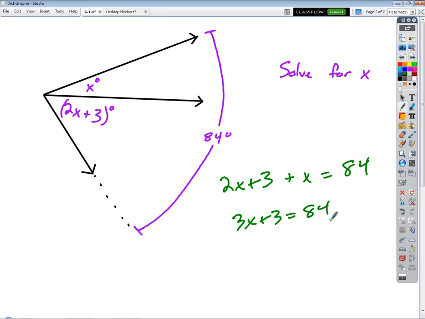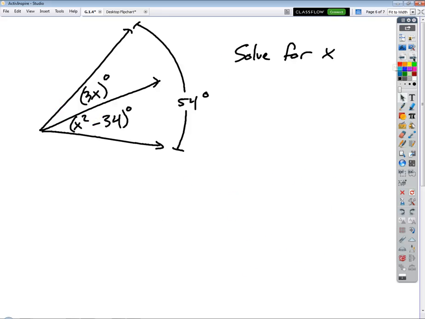Subtract 3, divide by 3, and what do I get? x equals 27? I think 27, because I'm going to get 81 divided by 3. So 27. Yeah. Okay. How could I check it? Plug it in, make sure it works, make sure it gives me back everything I needed, right? That adds up to 84. Okay? All right. That's pretty good. You're thinking you're pretty smart. Try that one.